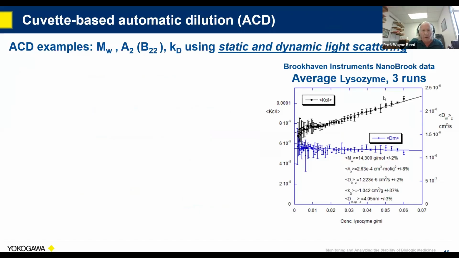So here's an example of using automatic continuous dilution. This is actually taken with the Brookhaven instruments, so we get the dynamic, the diffusion coefficients in addition to the light scattering. This is your typical light scattering representation over here.